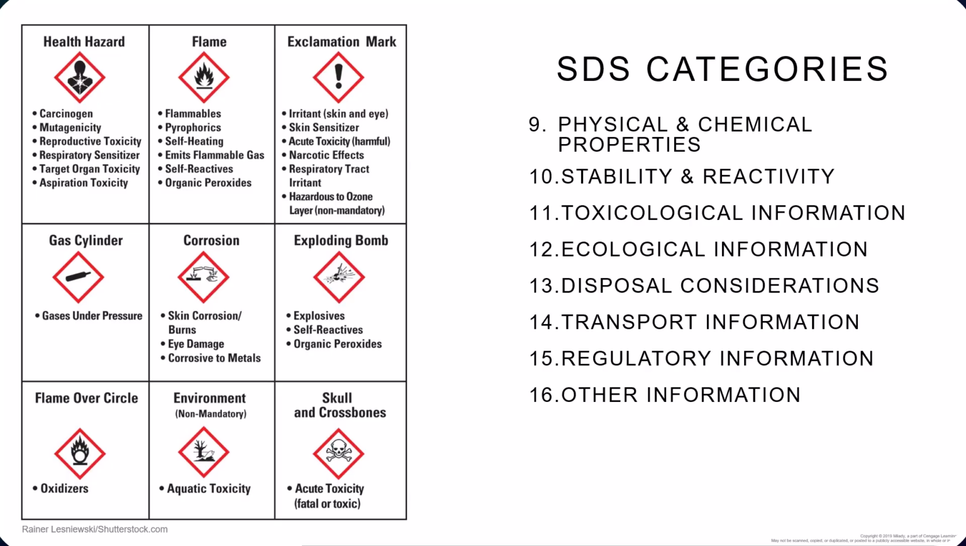Disposal consideration lists any procedures for disposal. Transport information provides guidelines and restrictions for safe transportation. Regulatory information will include any specific safety, health, or environmental regulations. And other information will just indicate when the SDS or safety data sheets were created or last updated.